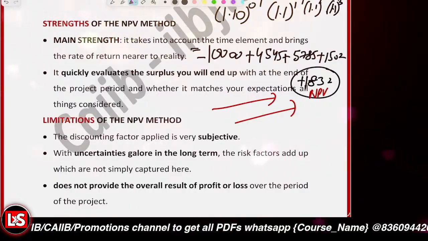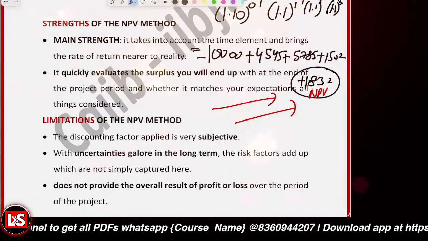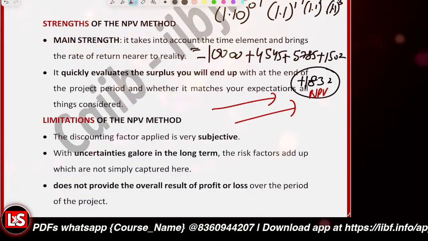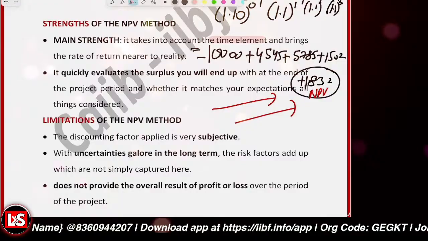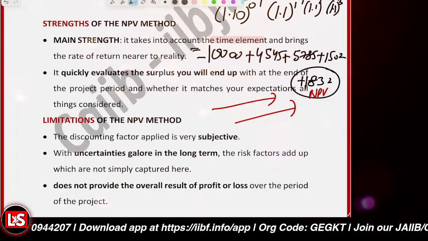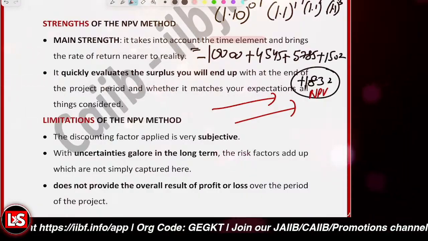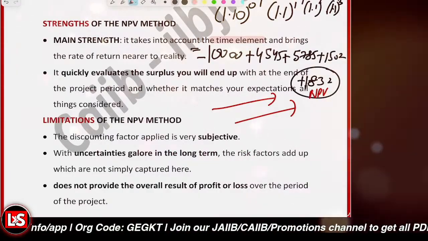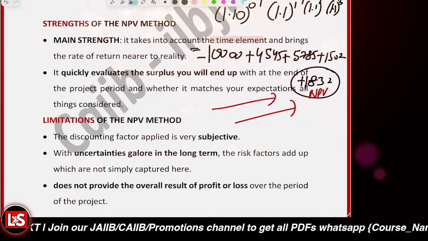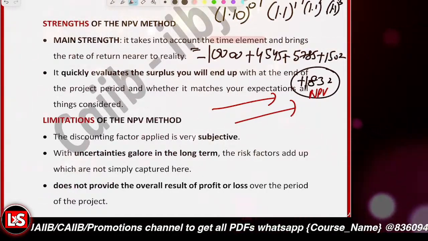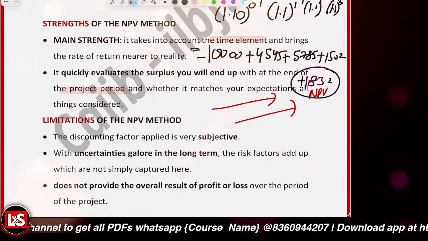So what is the main strength of the NPV? First of all, it considers the time value of money. It considers the time element, a very important advantage. And it is scientifically reliable. It is a realistic approach, and it measures the actual value addition. It considers the entire life of the project.